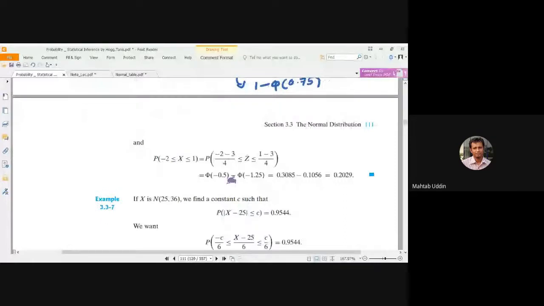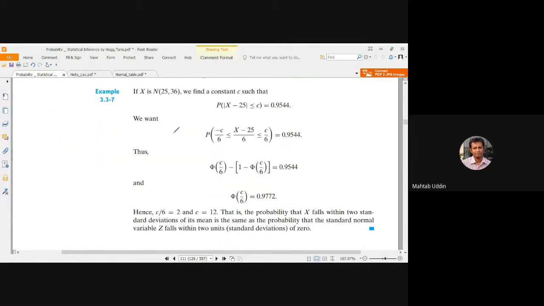Similarly, from here, minus 2 less than equal x less than equal 1, converted them to this. Once again, you can use the negative table, or you can write here. This can be written as phi of 1.25 minus phi of 0.5 using the symmetry. Okay, using the symmetry, you can write this directly. From negative table, you can find those. Also, you can use those.